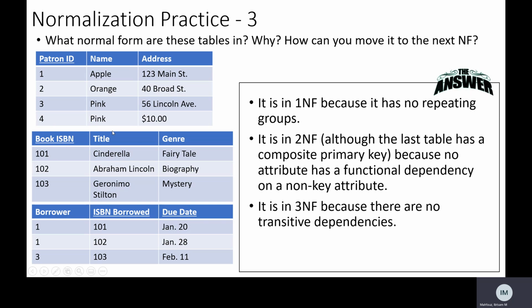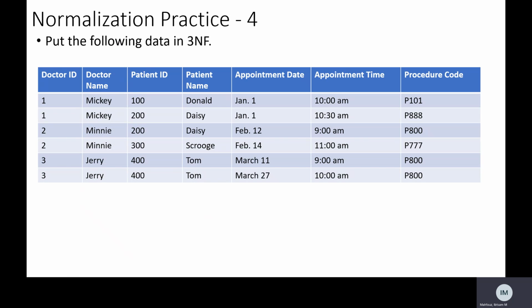So this is not a transitive property. A transitive property is when the genre would only depend on the title, not the ISBN. And so don't oversplit. This is an example that I wanted to show because sometimes people oversplit when you really don't need to. So you always have to be careful not to oversplit. Let's look at this table and see if we can put it in third normal form.